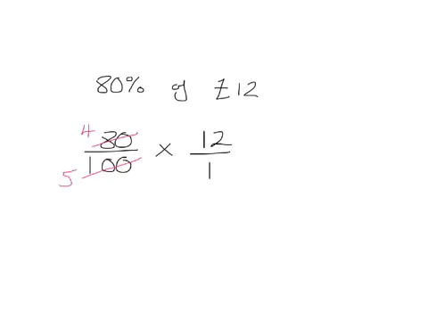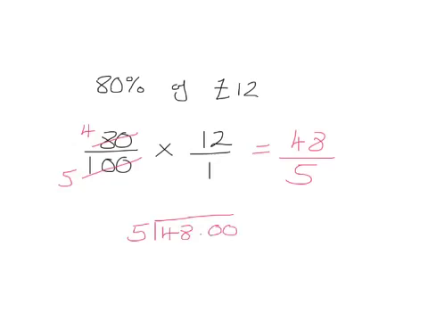And then I can multiply across the top and across the bottom. I can say that 4 multiplied by 12 gives me 48. And I can say that 5 multiplied by 1 gives me 5. So now I've ended up with 48 divided by 5. If I was working that out, to make sure I can work it out as a decimal and not have to get caught up in my percentages, I would set it out like so.